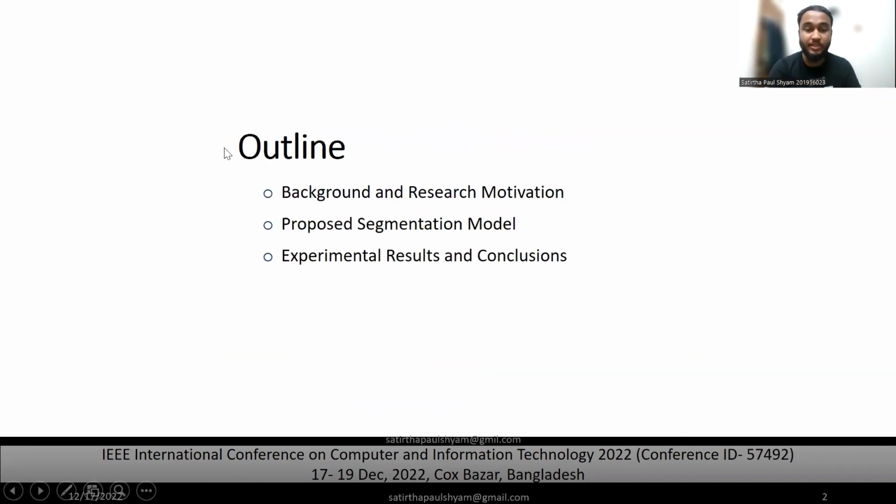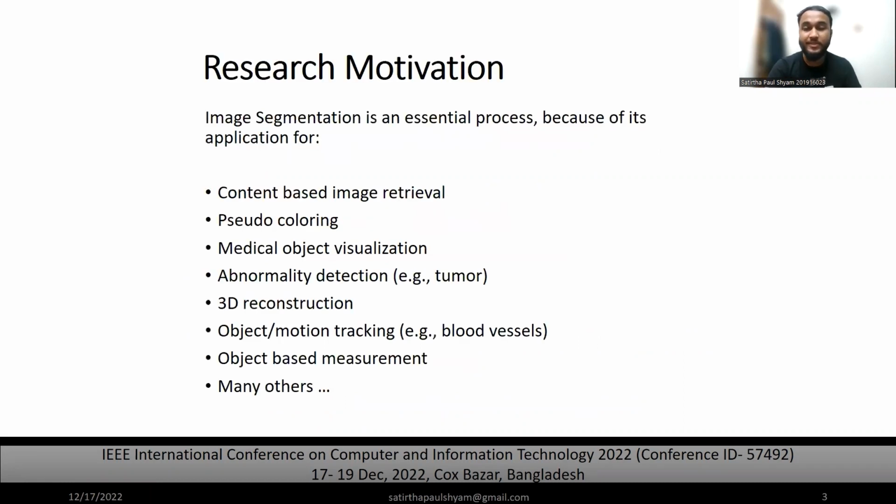So my presentation captures these three scopes that are flashed on the screen. Basically, image segmentation in image processing is a technique which separates the object from the images by taking the image features into consideration. There are several applications of image segmentation techniques. Those are flashed on the screen, like pseudo coloring, medical object visualization, 3D reconstruction, object motion tracking, and so on.